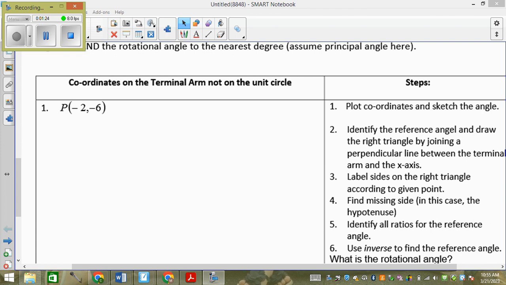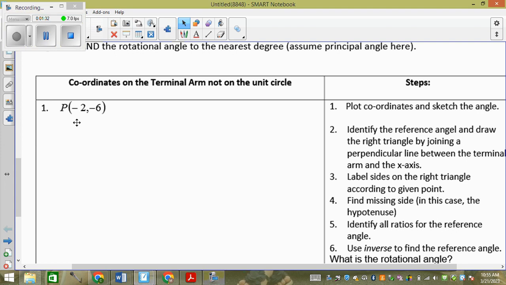Okay? If I give you a coordinate, what is a coordinate? It's a point on the graph. And what's a point on the graph? An x and a y, that's it. Okay? So the key thing with these questions is it will give an x and a y. And these are not on the unit circle, so you can't say the radius is 1. Right?